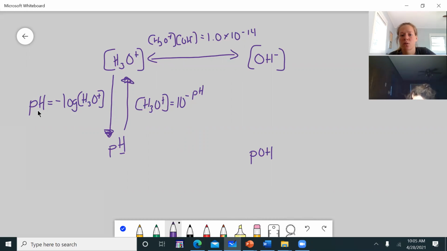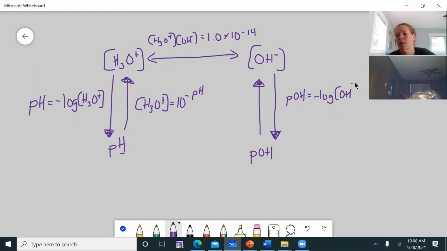All right, so we've got those equations written down. This is also true for something called pOH. You guys probably aren't as comfortable with pOH. pOH measures the OH concentration as opposed to the H3O plus concentration. The equations are very similar, except instead of putting H3O plus concentration, we put OH concentration. So if I know my OH concentration, pOH is going to be equal to the negative log of the OH concentration.